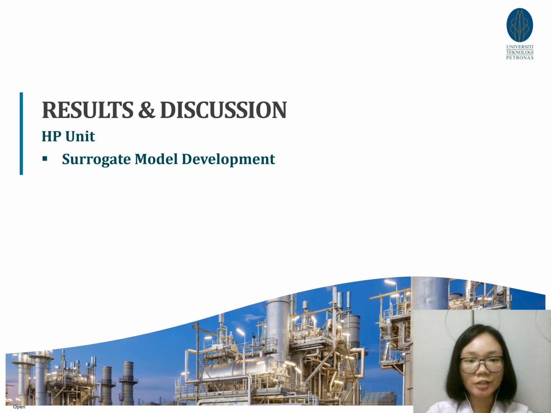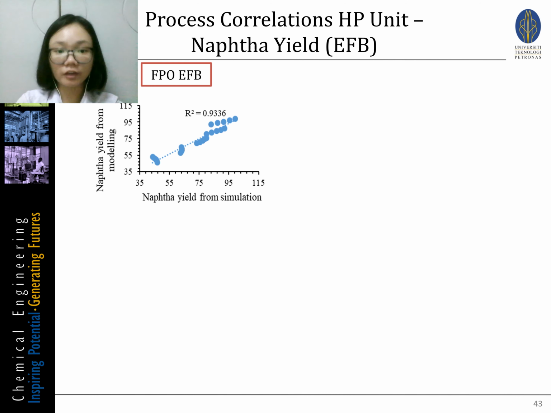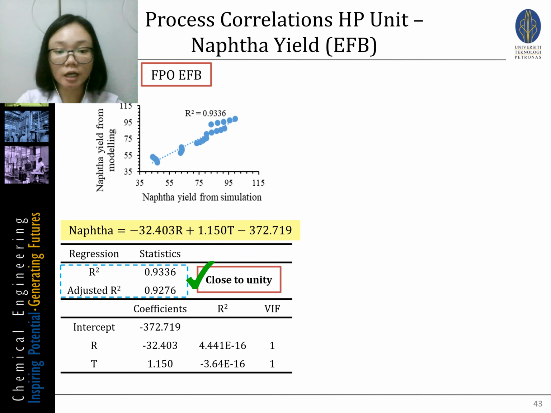Now let's continue to the second part of the result and discussion, which is surrogate model development for the HP unit. So first, let's look at the process correlation of naphtha yield from EFB barrel oil. Here we have FPO-EFB, and this is a result from surrogate model development, and this is the final form of my equation, which consists of variable R and T. The R-squared and adjusted R-squared is close to unity, and the VIF is less than 5.